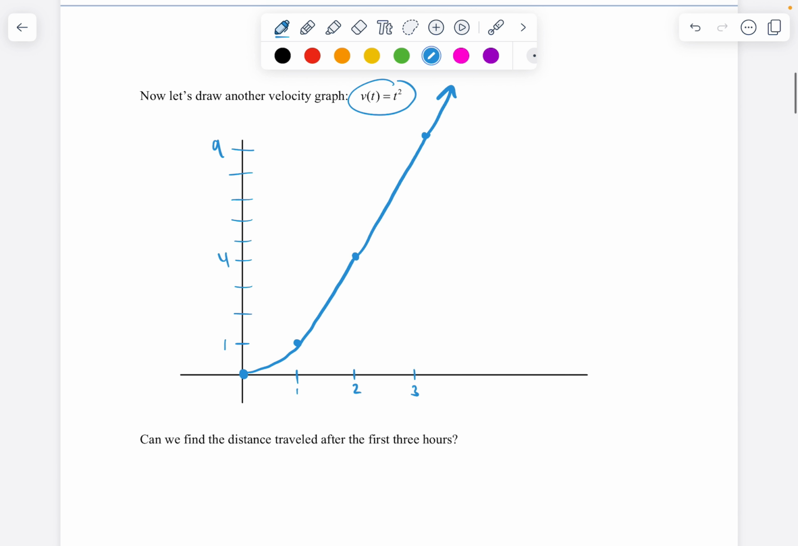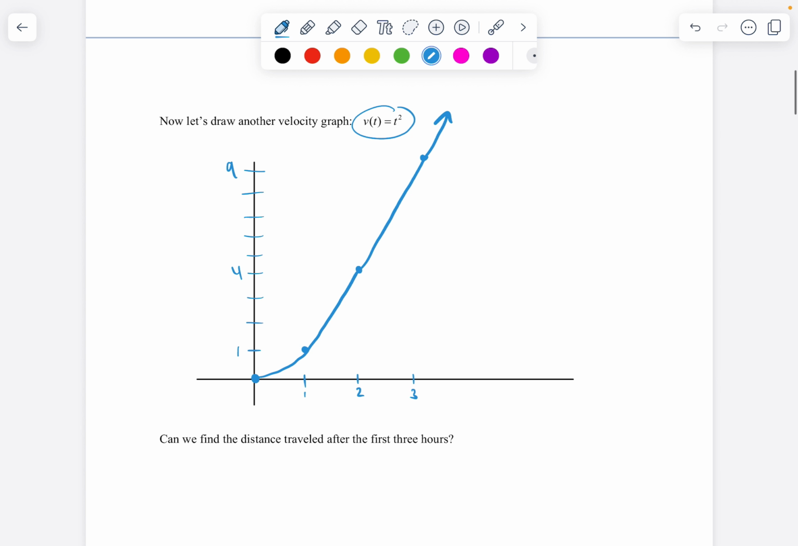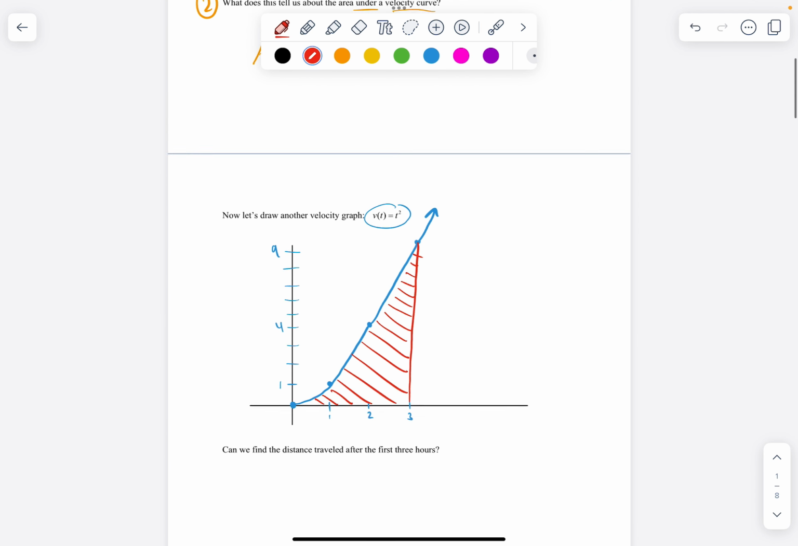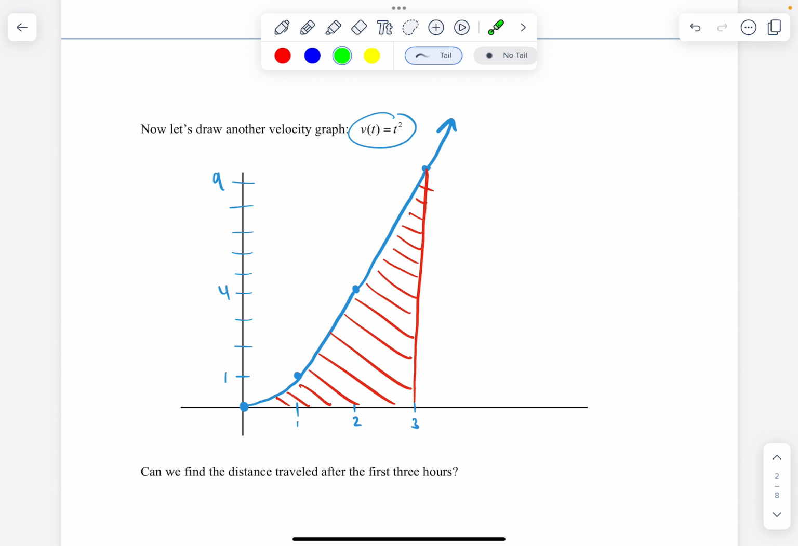And the question says below, can we find the distance traveled after 3 hours? So just like last time, we're going to say, hey, well, 3 hours goes up to this point, and we have the first hour, the second hour, the third hour. So technically, if I look at the area underneath this curve, that should give me my total distance traveled, right? Just like the last problem where I said area underneath is distance traveled. Here's the issue. This curve is really weird. I don't know how to find the area of this weird curved triangle looking shape.